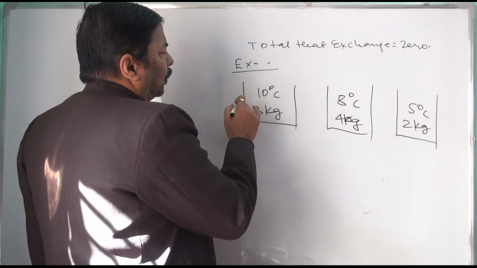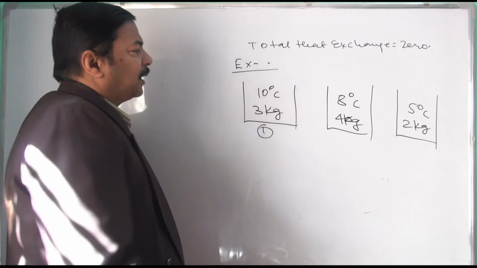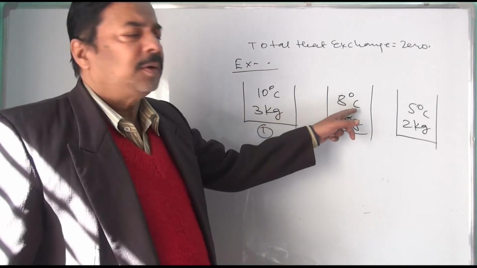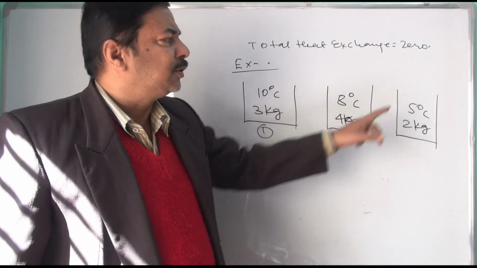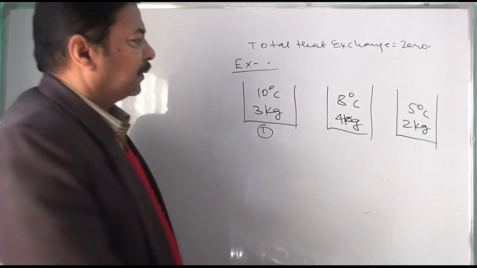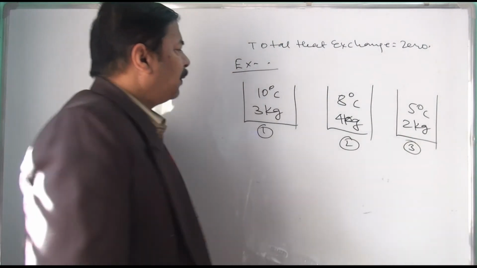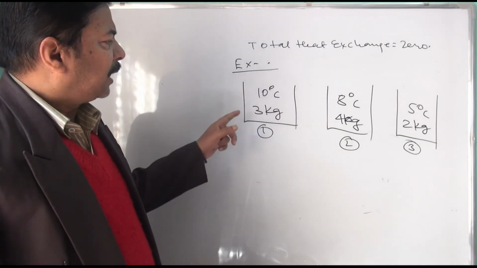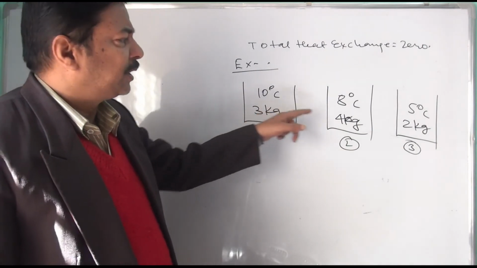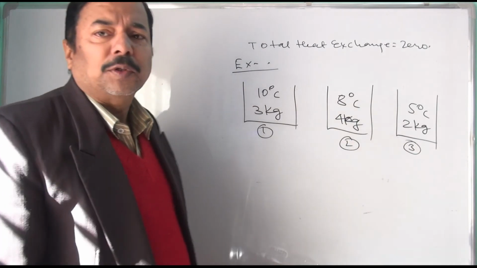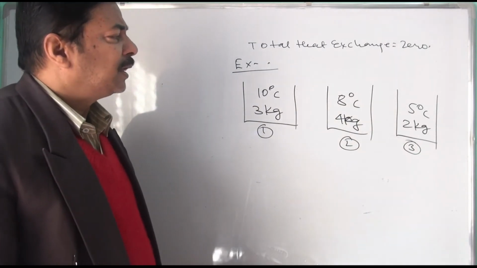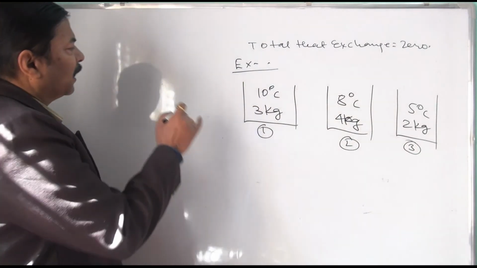So first is at 10 degrees C, second is 8 degrees C, and third is 5 degrees C. Water is there, second and third. And here what I would mean to say is that its mass is 3 kg, its mass is 4 kg, its mass is 2 kg. Now in this situation, if we want the final temperature, let the final temperature be T.